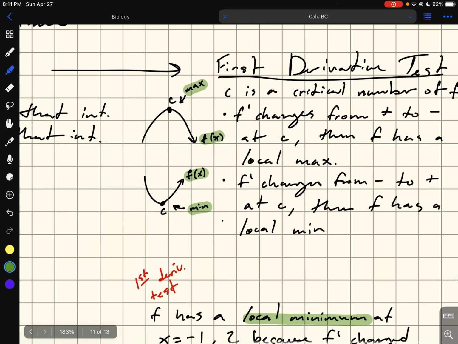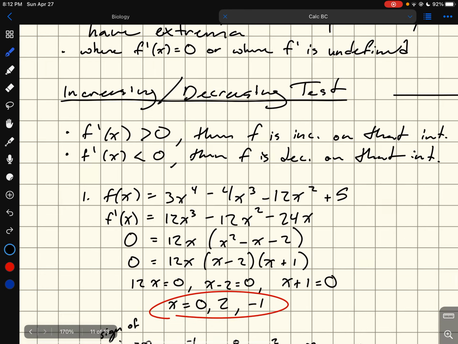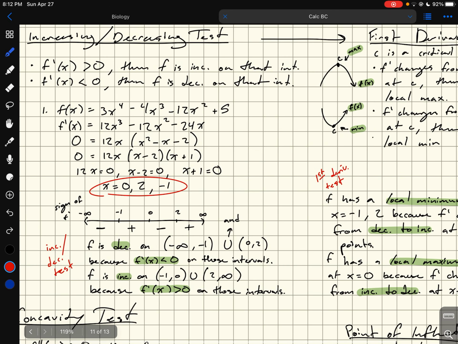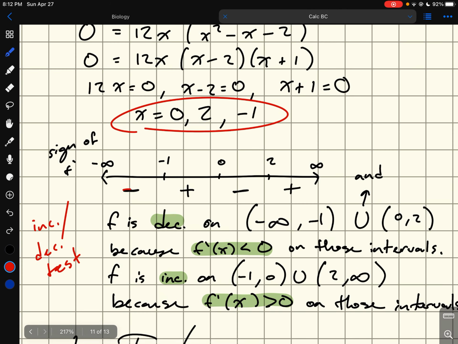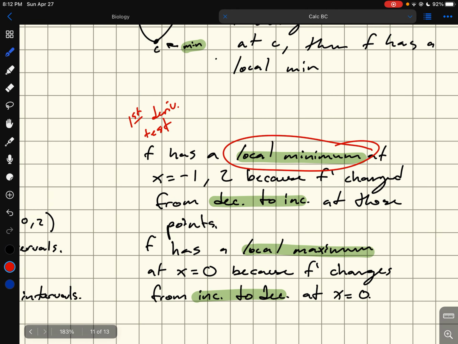And now we're gonna see how the first derivative test uses f prime as well. So that's why it's kind of connected to the increasing, decreasing, because you want to use this graph from the increasing, decreasing test to find the local maximums and minimums. So all we do is look here. We change from negative to positive at -1 and negative to positive at 2. So that means at -1 and 2 we have minimums. So you answer the question, local minimum at x equals -1 and 2.